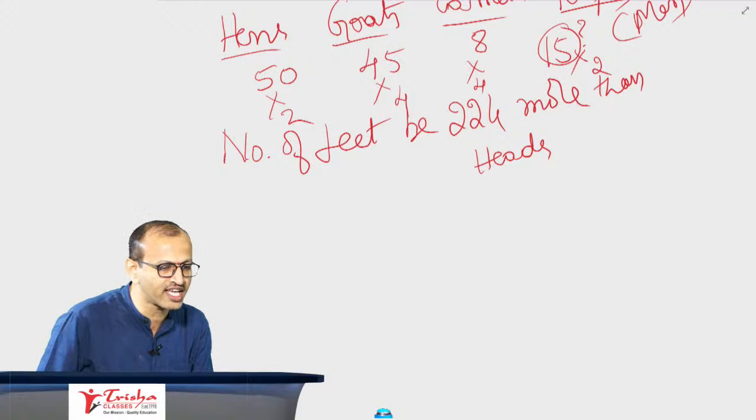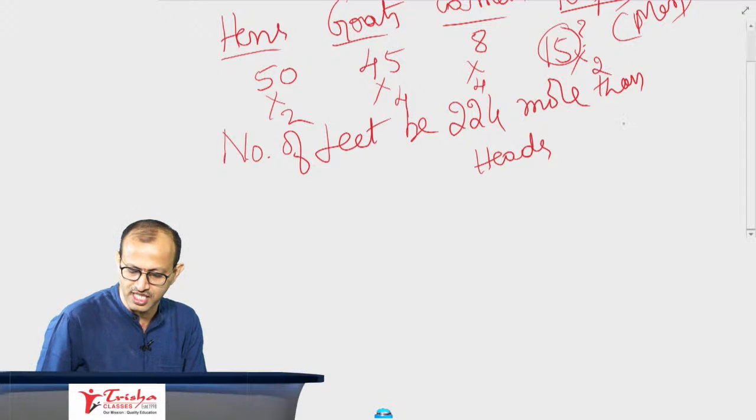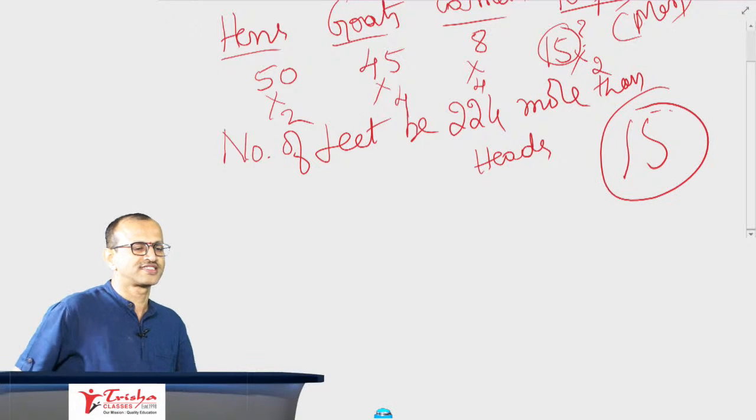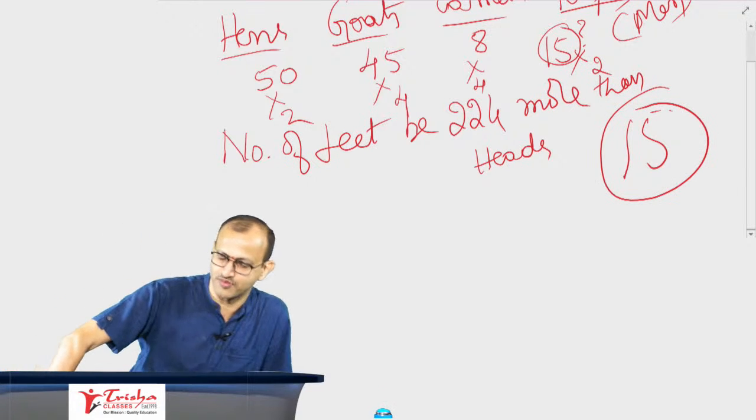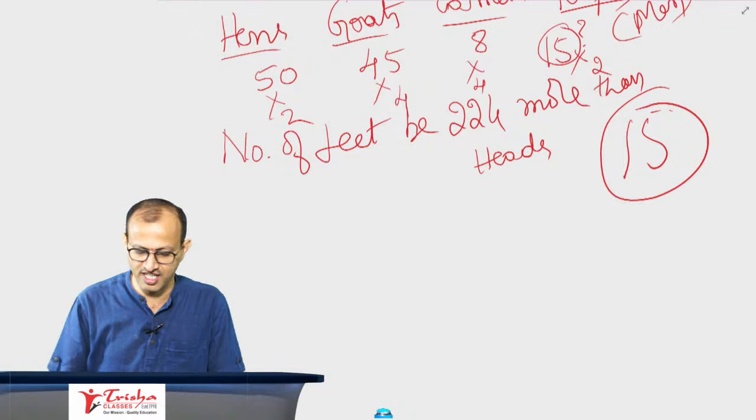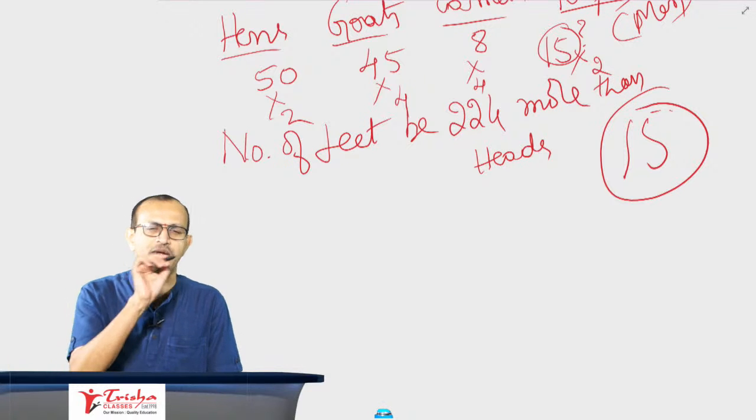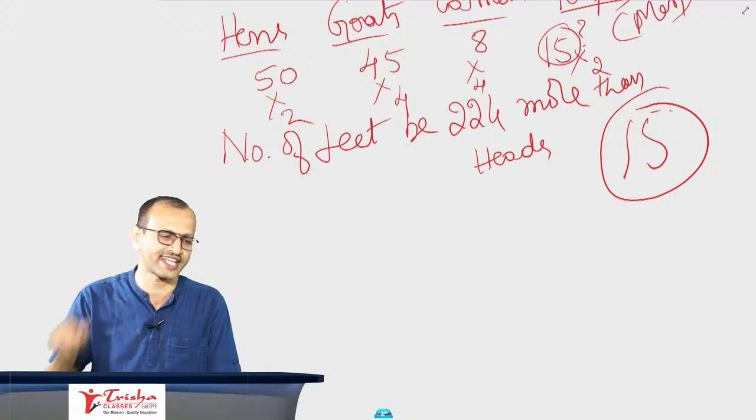Vaishnavi Reddy and Hariprasad Reddy answered. The right answer is 15. Try it at home. 15 is the right answer. You can multiply by 2, multiply by 4, take x and solve.